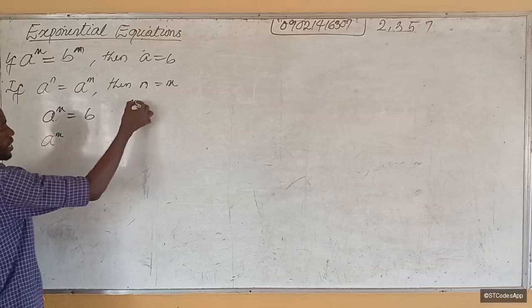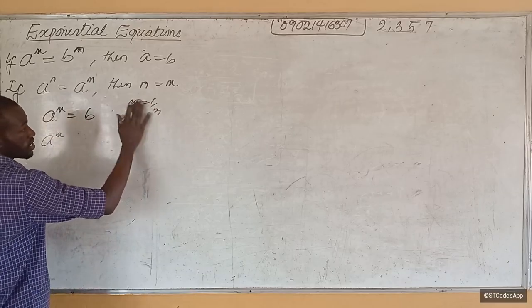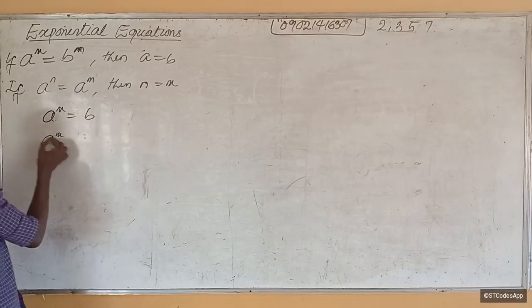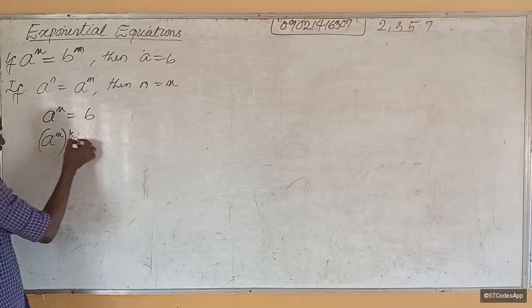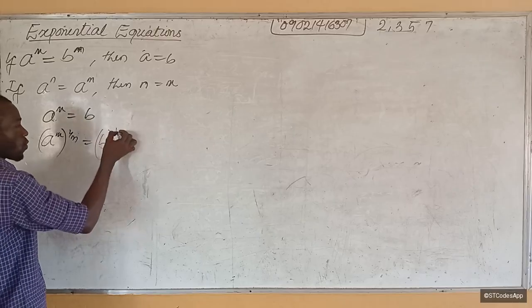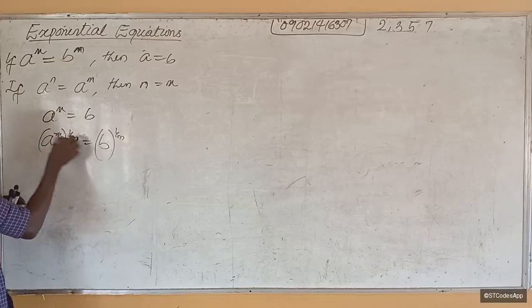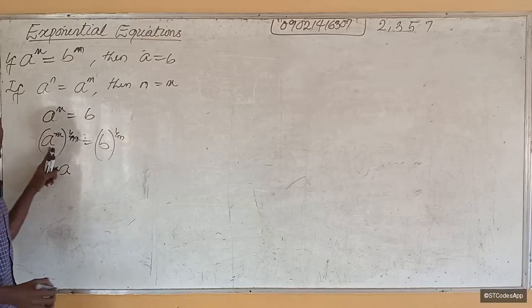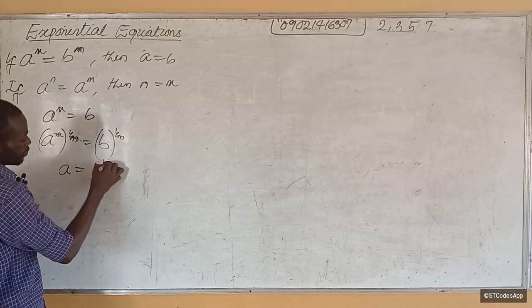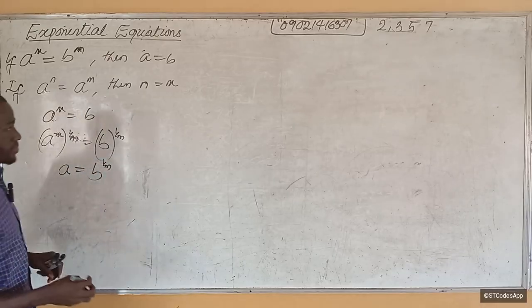What's the reciprocal of that power? The reciprocal of m is 1 over m, right? So that becomes a raised by m times 1 over m is equal to b raised by 1 over m. I've multiplied both sides by that reciprocal. This will take care of this so that a will be left alone here, and it will be equal to b raised by 1 over m. Is that clear? All right.